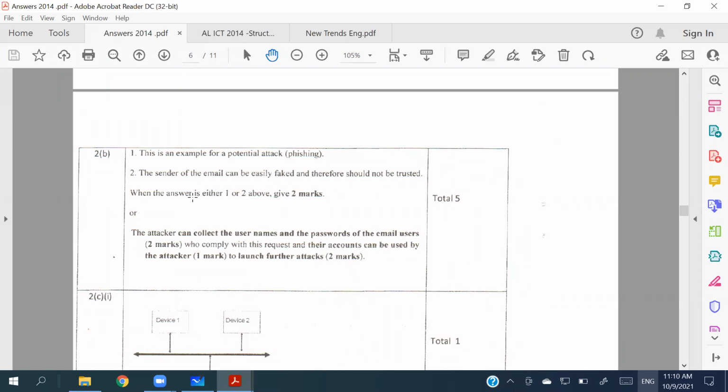This can be a potential attack, so it can use the username and the password, and they will use this kind of thing for further attacks as well.